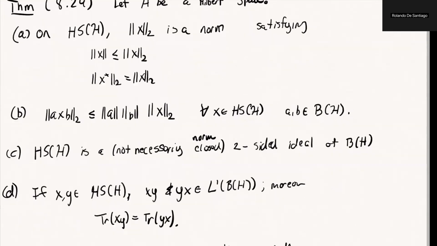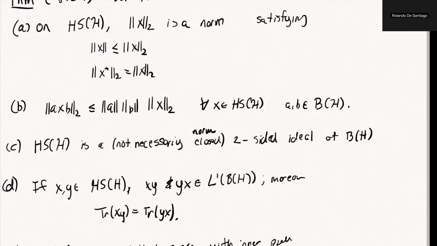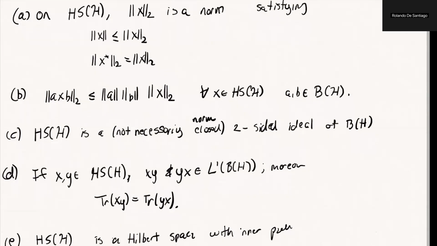If X and Y are Hilbert-Schmidt operators, then the product of X and Y, regardless of which way you do it, X times Y or Y times X, is a trace class operator. And on top of that, the trace of XY is the trace of YX. The trace satisfies the trace property, which allows you to cyclically permute the order of the entries.